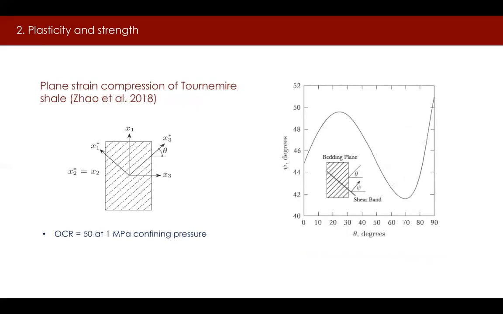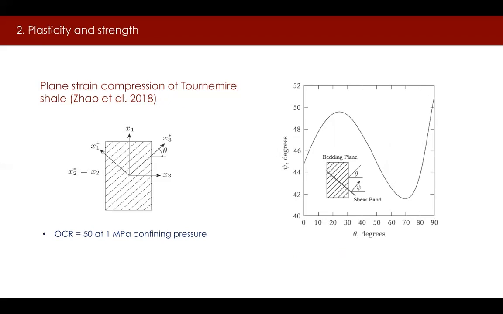This hypothetical simulation on Tunimar Shale depicts the onset of strain localization in the form of a shear band under plane strain condition. The plot on the right shows the vertical axis psi, defining the normal to the shear band, as a function of the bedding orientation theta, which is the horizontal axis. We see that psi varies from 42 degrees to around 51 degrees.